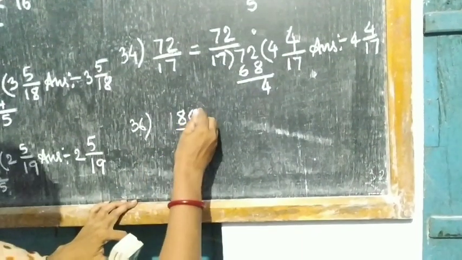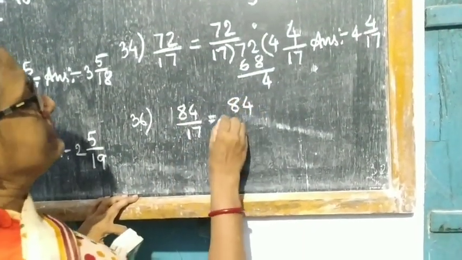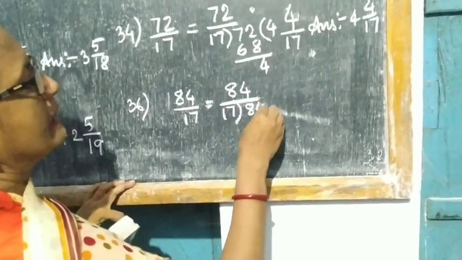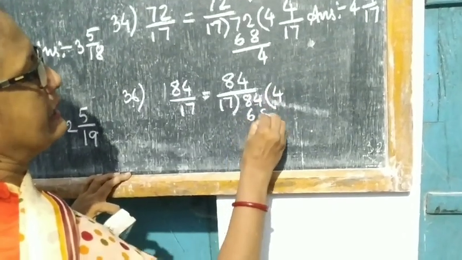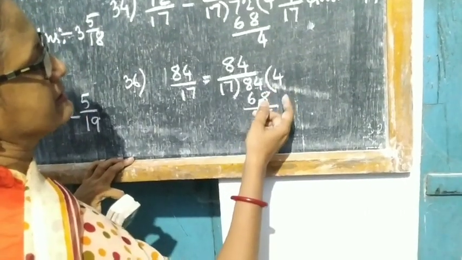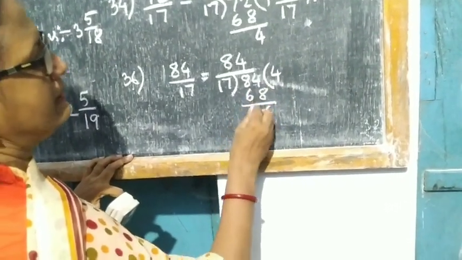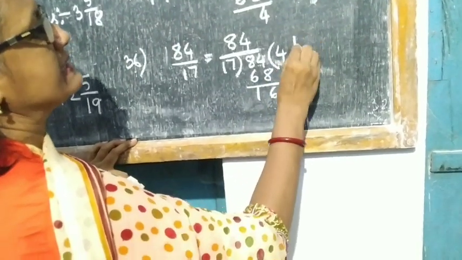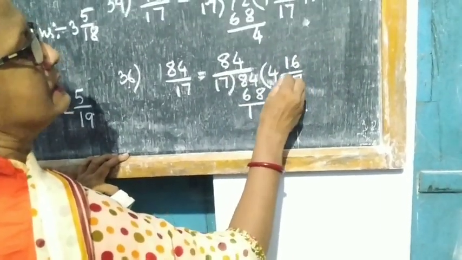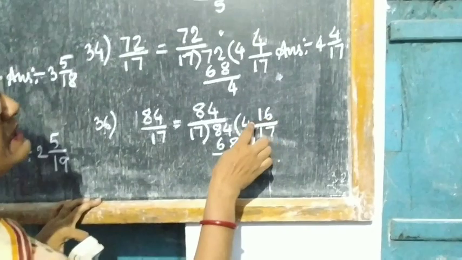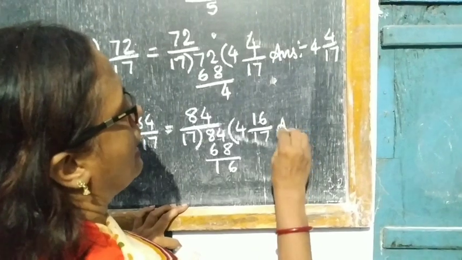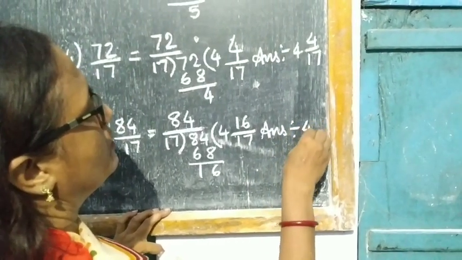Next sum number 36, 84 by 17. So divide 84 by 17. Again 17 4s are 68. So 84 minus 68, 16. So 4 16 by 17, the 16 will come in the numerator and 17 will come in the denominator. So 4 16 by 17 is also a mixed fraction.